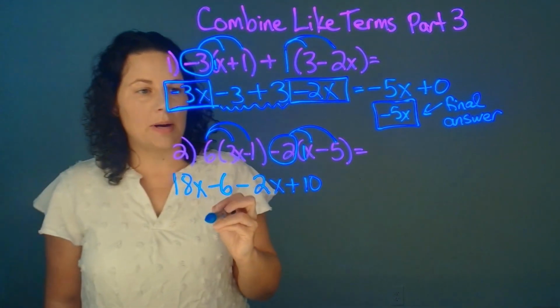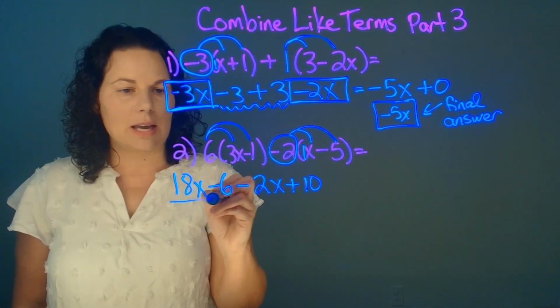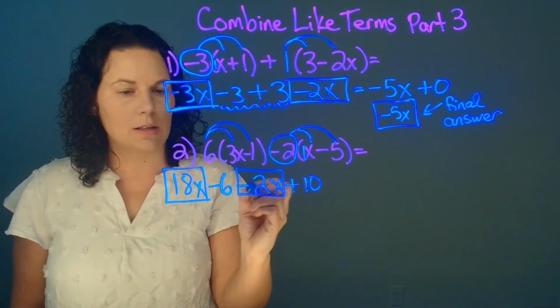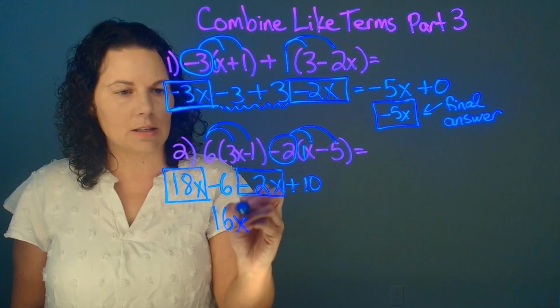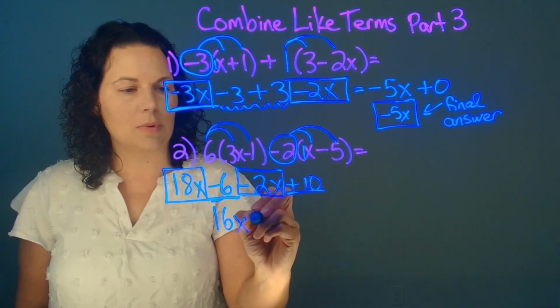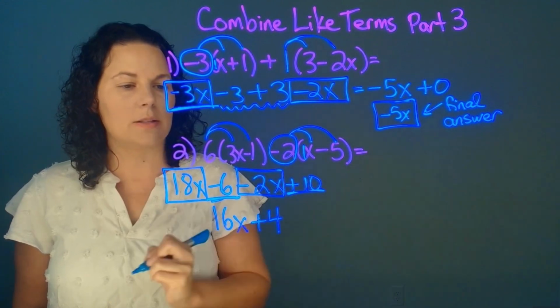All right, let's see. Let's combine some like terms. 18x minus 2x is going to give me a 16x. -6 plus 10 is going to give me a positive 4, a plus 4.